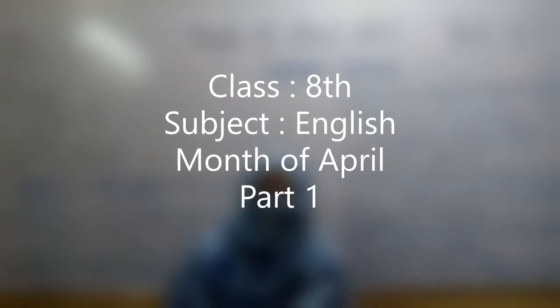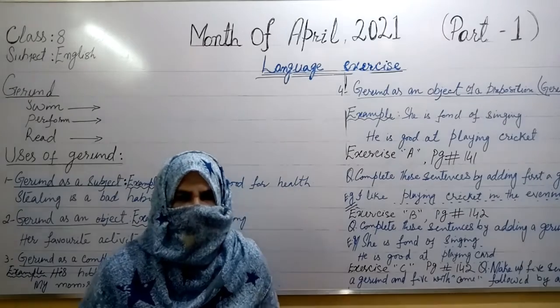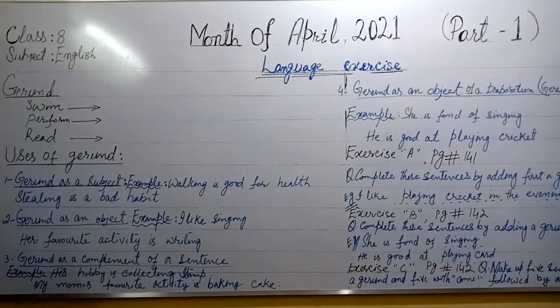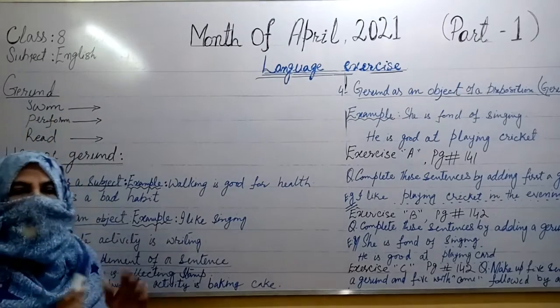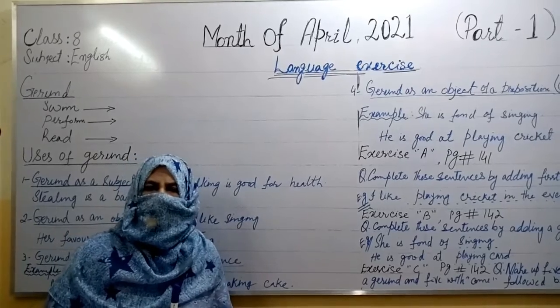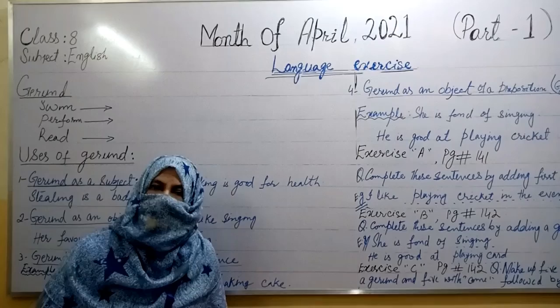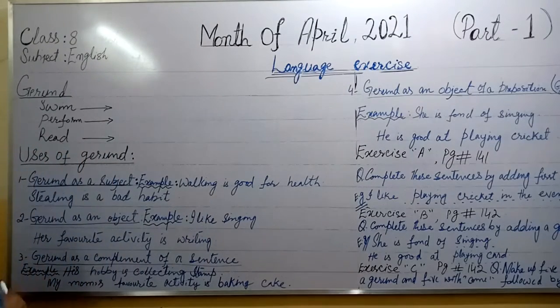In today's class, I will teach you English language. My dear students, in today's class, the exercises are about gerund. So first of all, I would like to define what a gerund is. Gerund is a noun formed from a verb by adding ing. Okay, beta? How? I'm writing here.